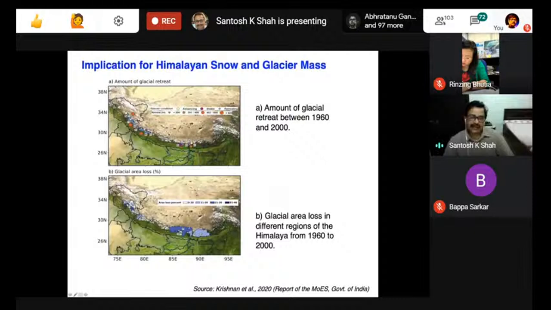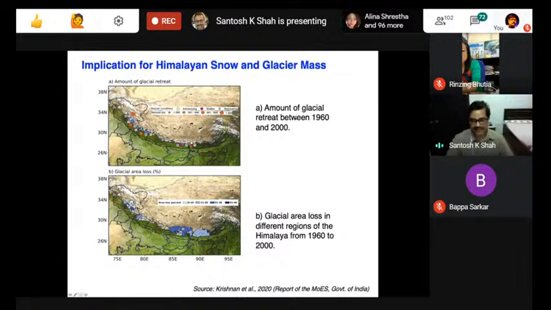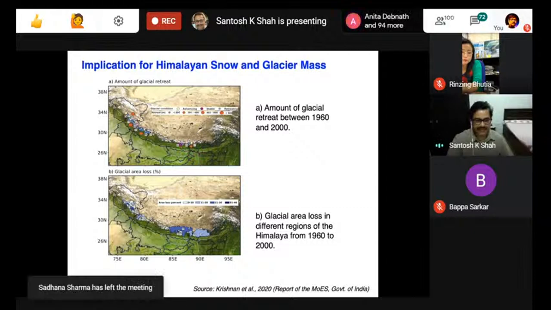The climate change issue also affects snow and glacial mass. As I already said, the Himalaya has a large amount of glacier, so climate change also affects the glaciers. This is a study of the retreat behavior of glaciers from 1960 to 2000. Here some glaciers are advancing, here advancing, here advancing. Some are stable and some are retreating at a very fast rate, like here.